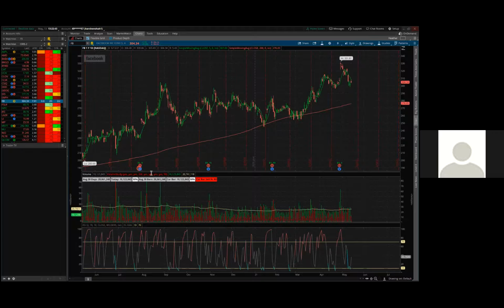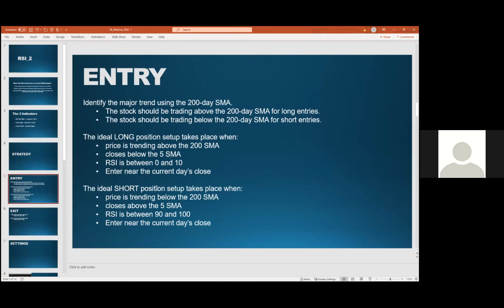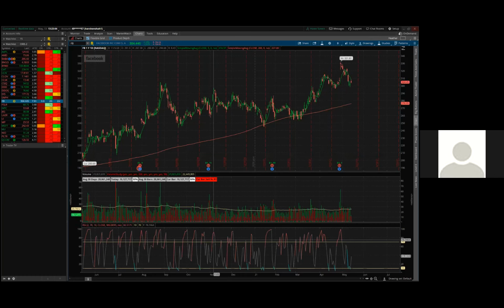So now, what is the ideal short position? Same thing. This time, the price needs to be trending below the 200-day SMA, the price closes above the 5-day SMA, and your RSI is between 90 and 100, which in terms of your charts, this is what it looks like. This is oversold at the bottom, 0 to 10. And 90 to 100 at the top is basically overbought, and then eventually you would sell at this particular place.